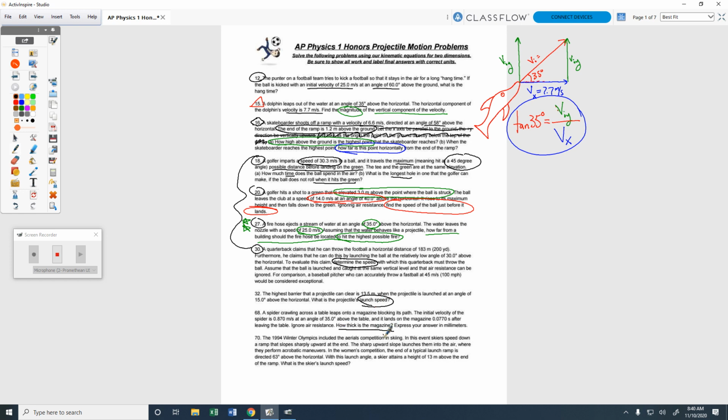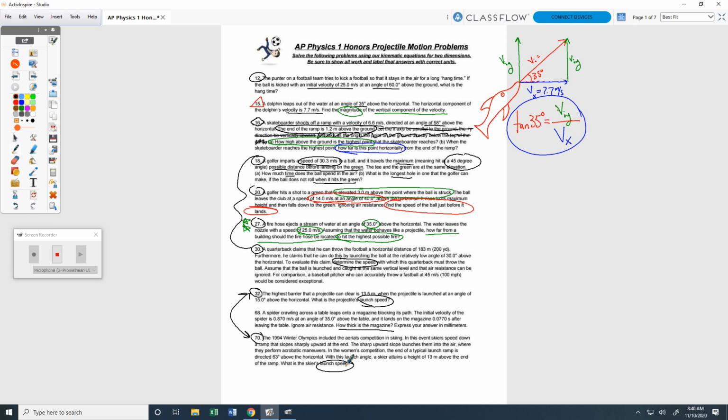Then 70, like I said, 70 and 32 are very similar to each other, and you're also trying to find a launch speed. This is a little bit different. We haven't been finding speeds before. All the other problems up here have always given us how fast something is going. Now we've got something slightly different. So I'll start with number 30.